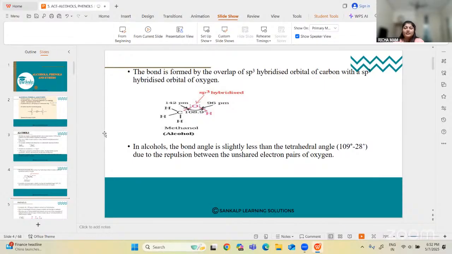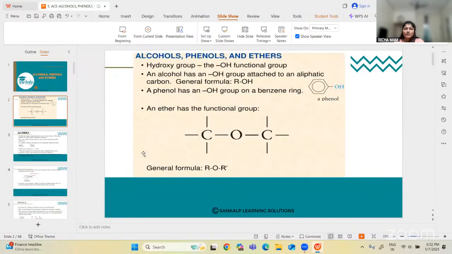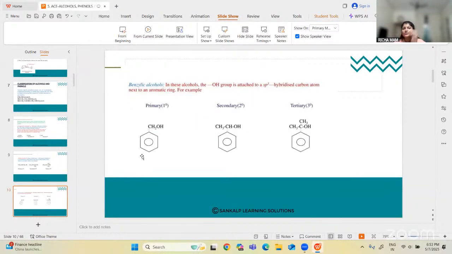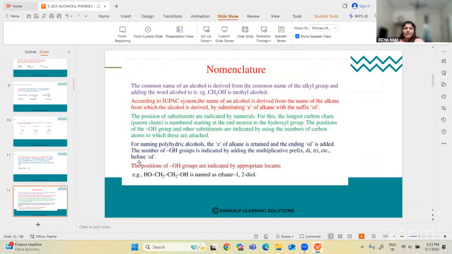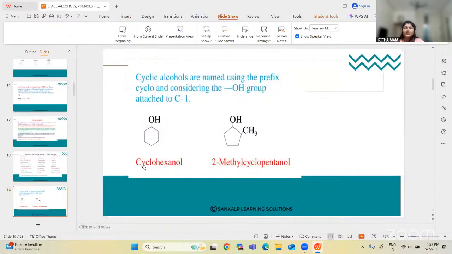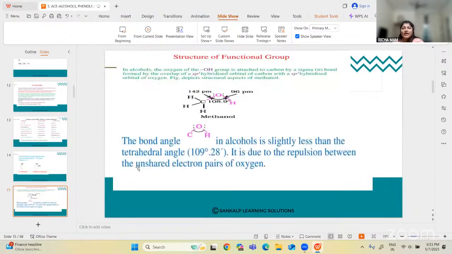Then we have seen the nomenclature, how to name the compounds: how to name the alcohols, how to name the phenols, how to name the ethers. Then we have discussed the structures of the functional group with respect to alcohols, phenols, and ethers.